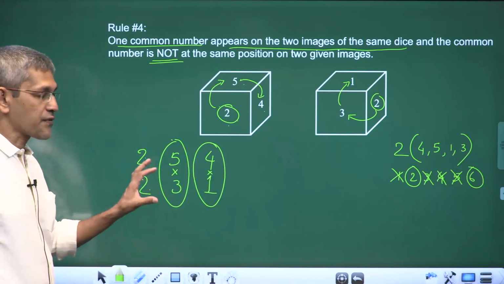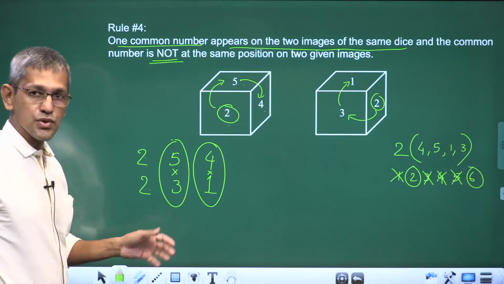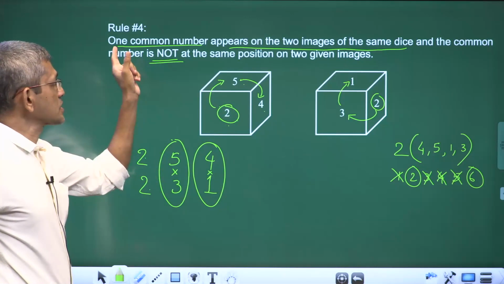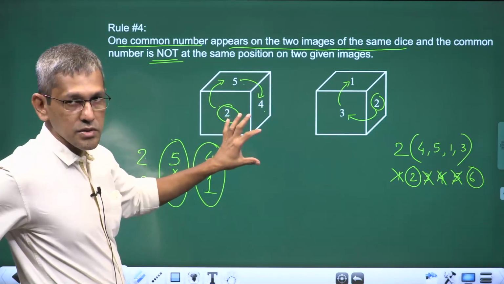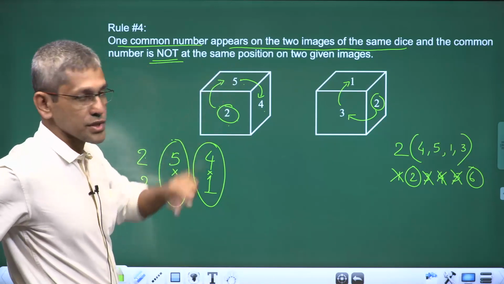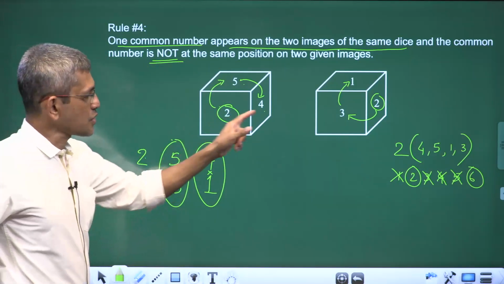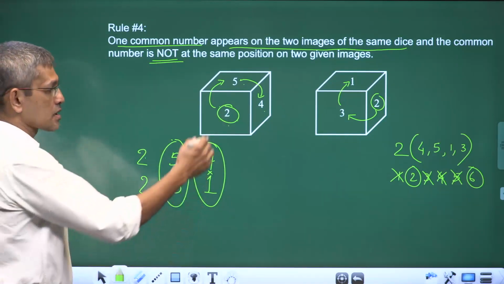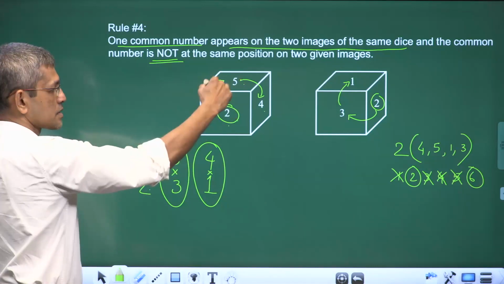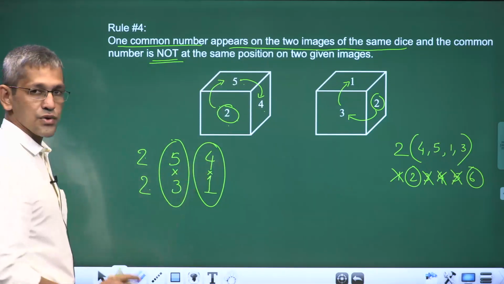So that is how we find this out. So that is rule number 4. If you have a situation like this, where one common number appears on 2 images of the same dice but not at the same position. If it is at the same position, we'll go for rule number 1 or 2. So it is not at the same position. So what do you do? You start from the common number and just go clockwise. So common number, then clockwise, 5, 4. You write that one.